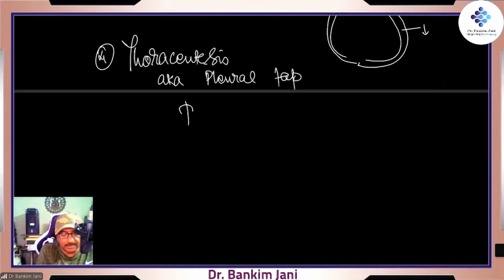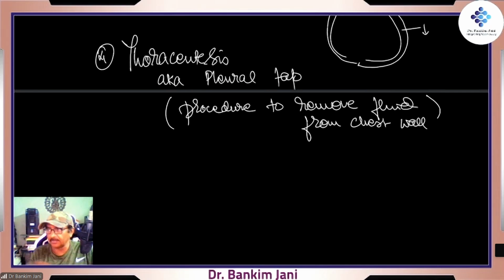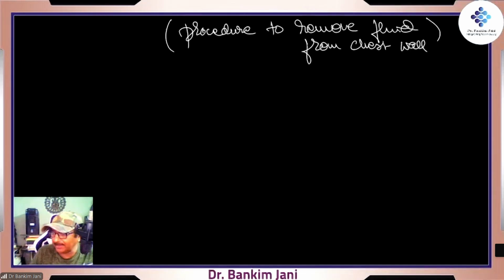So this is a procedure. This is a procedure to remove fluid from chest wall, right? Thorax, from chest wall. It is done even in abdomen also. When there is collection of fluid into the abdomen, what is called as the ascites. Now I'll tell you slightly more important. It's such amazing.